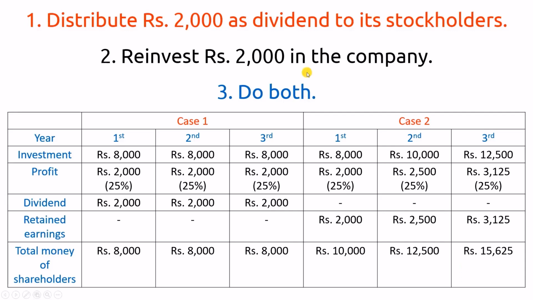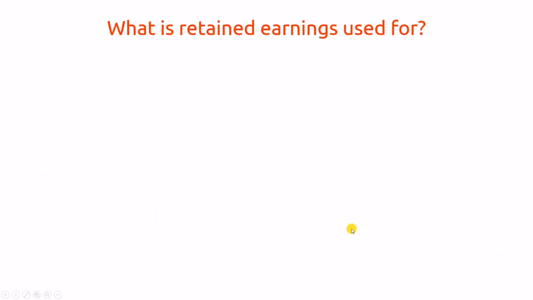Now what is this retained earnings? Retained earning is nothing but the profit that the company keeps to itself to do something. To do what? To expand the company, let us say, and diversify, to go into new sectors. So this is what is meant by reinvesting in the company. The company can opt for this.